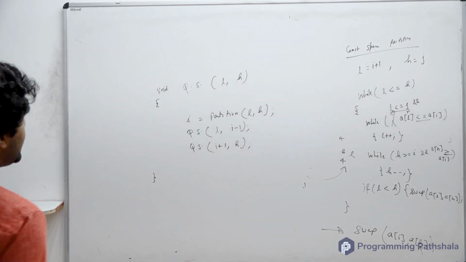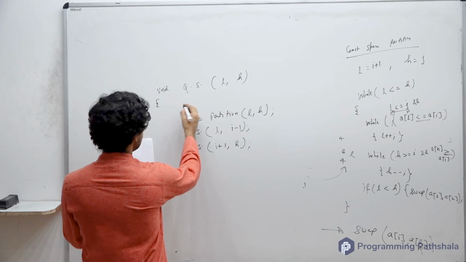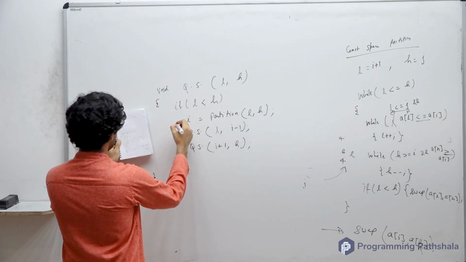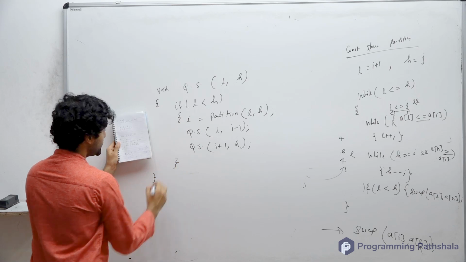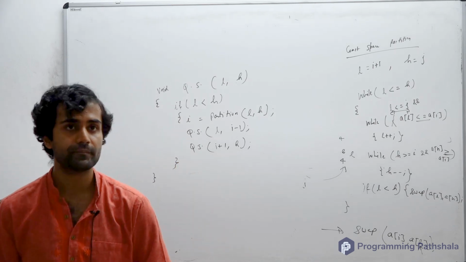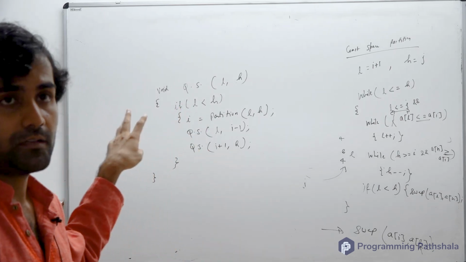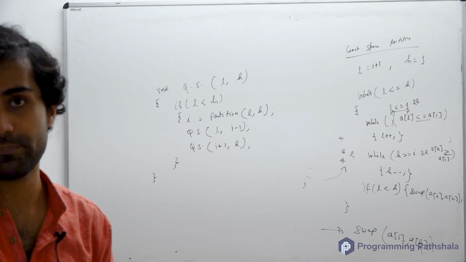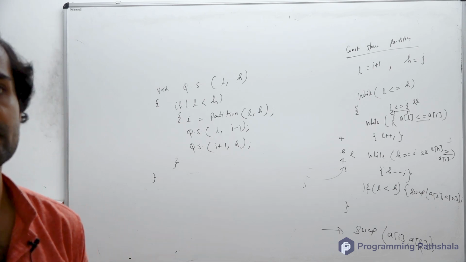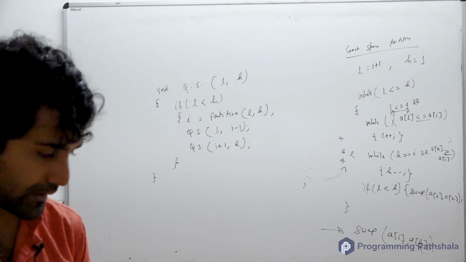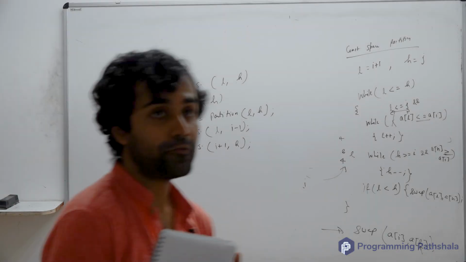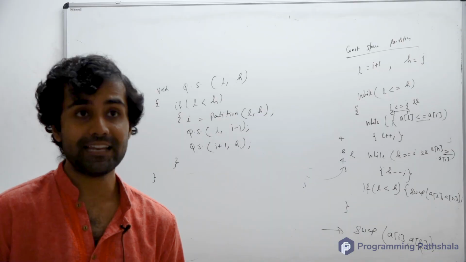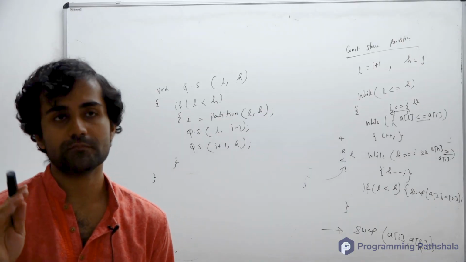I can easily handle that by writing that if L is smaller than H, then only I am going to do this. Because if L is equal to H, I want to terminate, and if L is greater than H, that points to an empty array. So this check will take care of literally everything. For an empty array, L is greater than H.